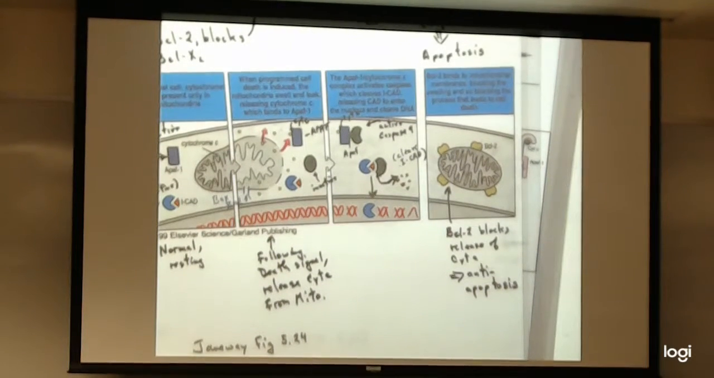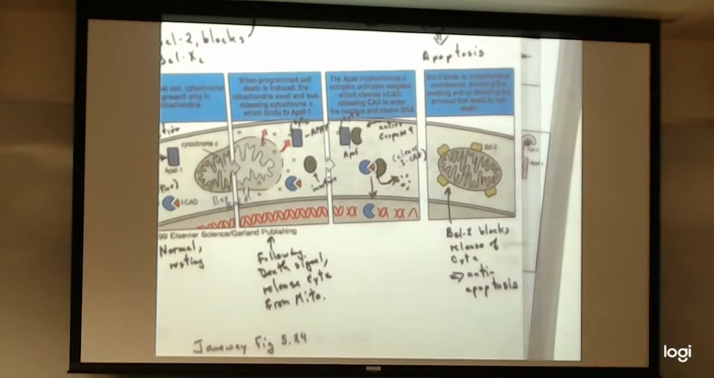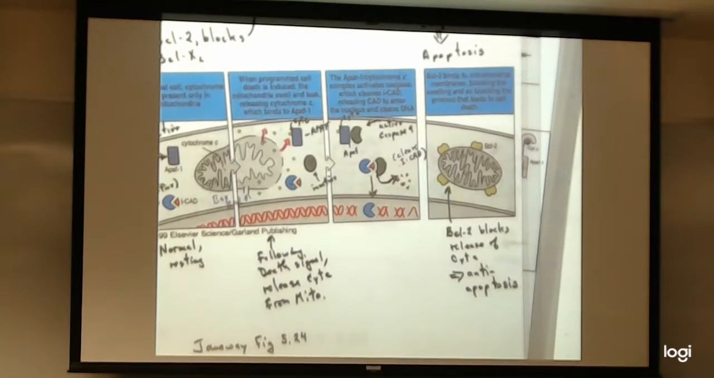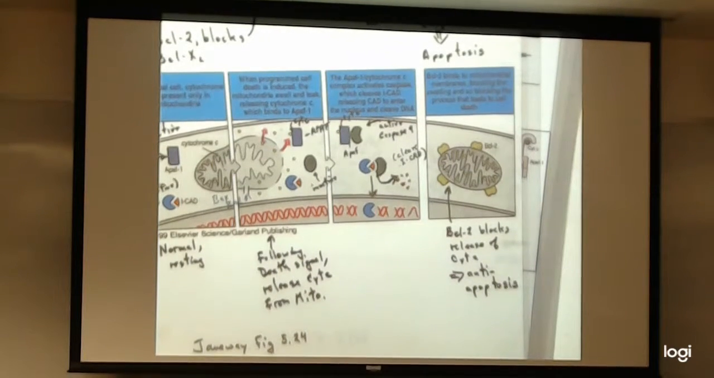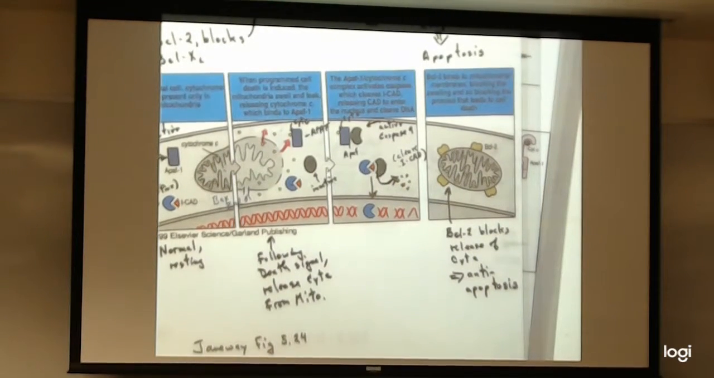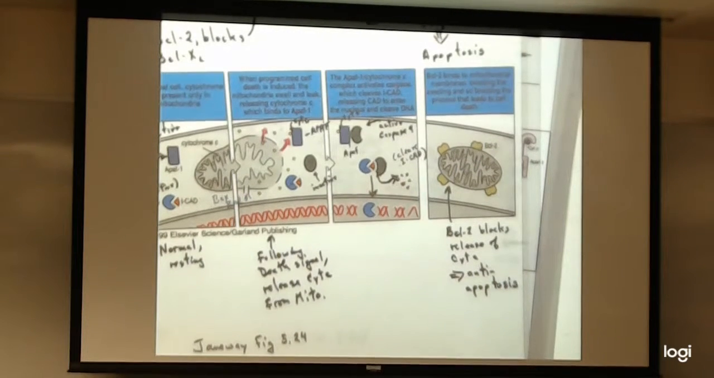If the cell's getting kind of tense and uneasy, then the levels of BCL2 will start to go on down, levels of BAX will start to go up, and we start getting an excess of BAX over BCL2. Now we can form BAX-BAX homodimers, and they can go into the mitochondrial membrane, open it up, and release the cytochrome C.